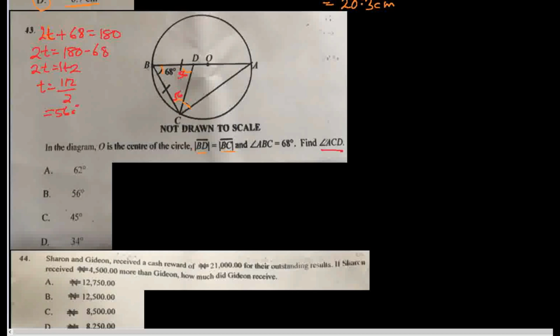The angle they are asking is ACD, this one. Since this line is passing through center O, any angle formed by the diameter on the circumference is always 90 degrees. That means angle BCA is 90 degrees. So if this is 56, the remaining will be this one. So this will be 34 degrees because 56 plus 34 is 90 degrees. So D, 34 degrees is the answer for this one.